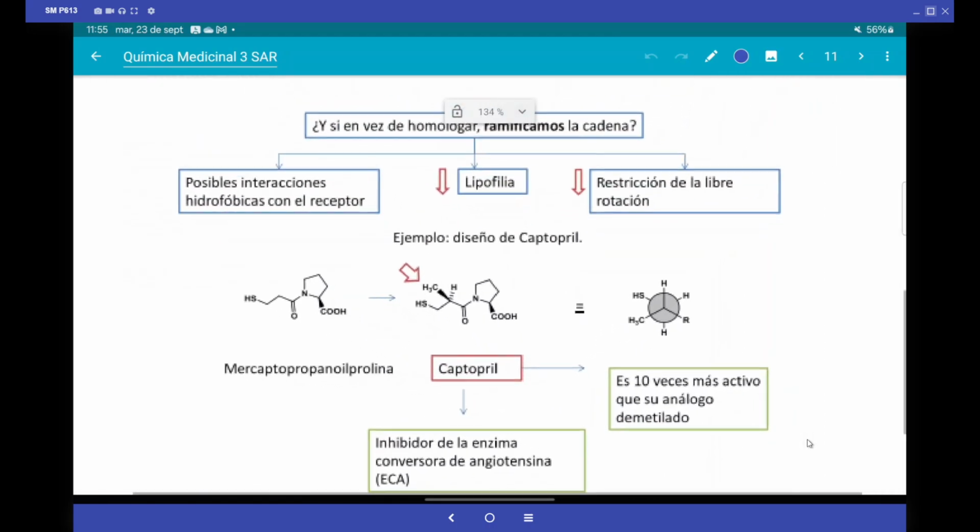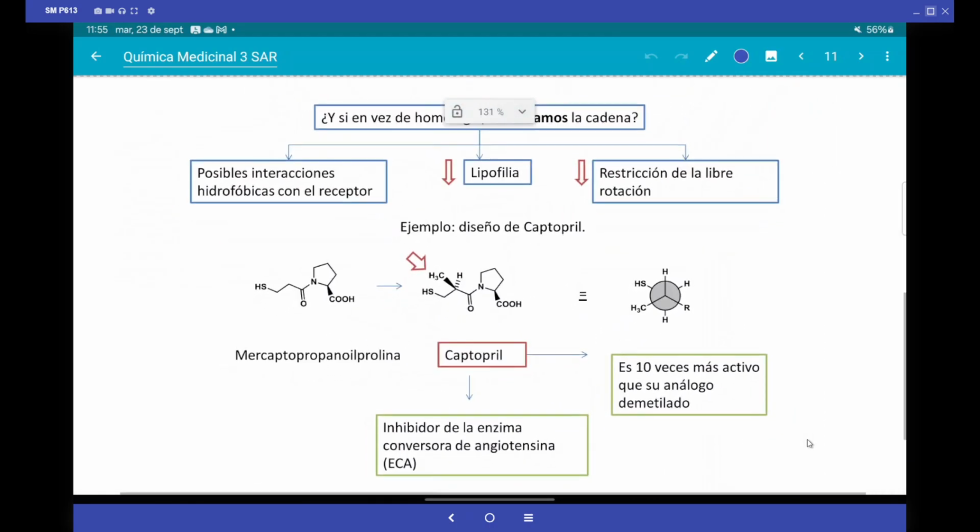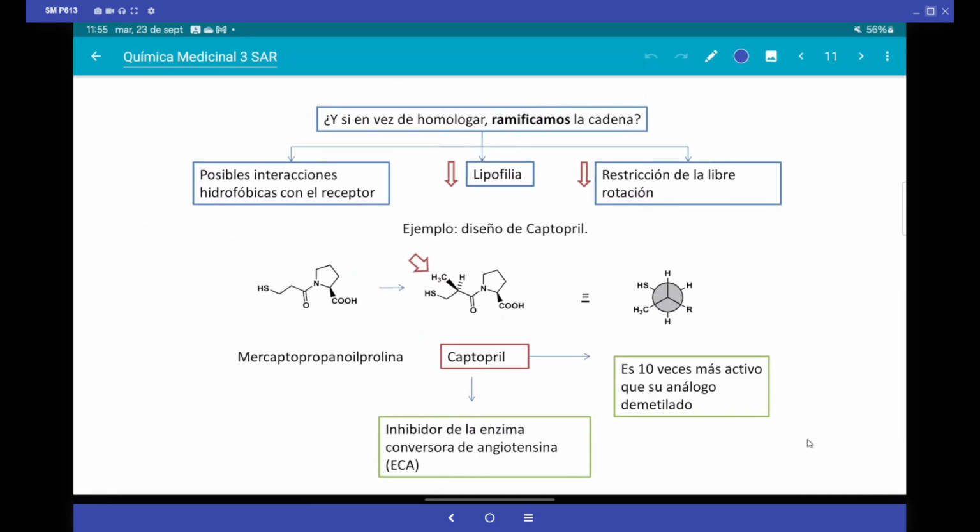Well, next example. Someone can say, teacher, why, instead of lengthening or cutting, do we bet on ramifying the chain? Ramifying a chain has super drastic consequences, often positive, when designing drugs. First, if you ramify, the hydrophobic interactions with the receptor can increase, if there are hydrophobic amino acids in the environment.